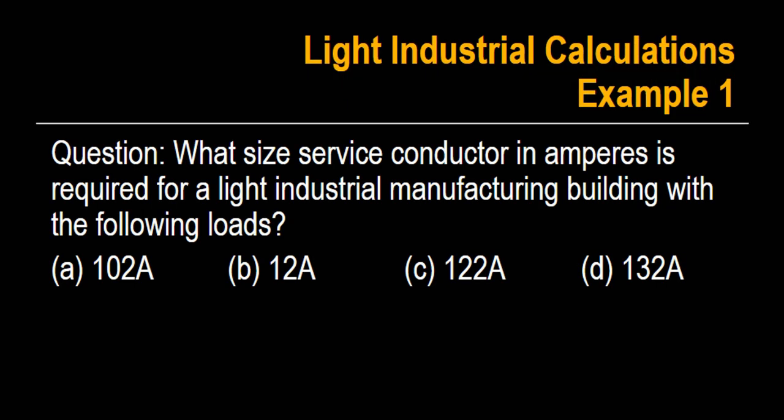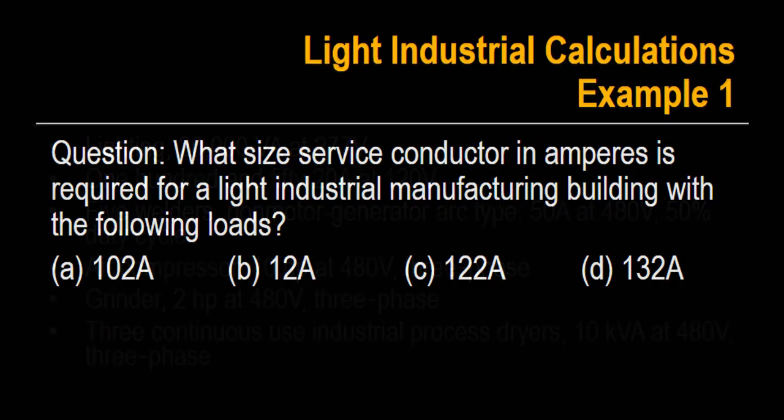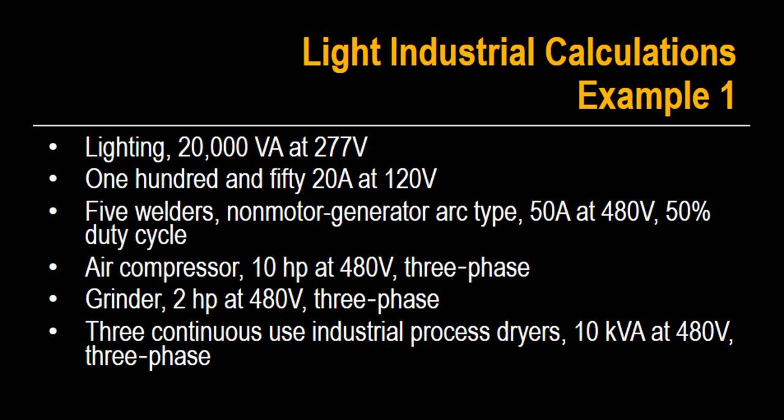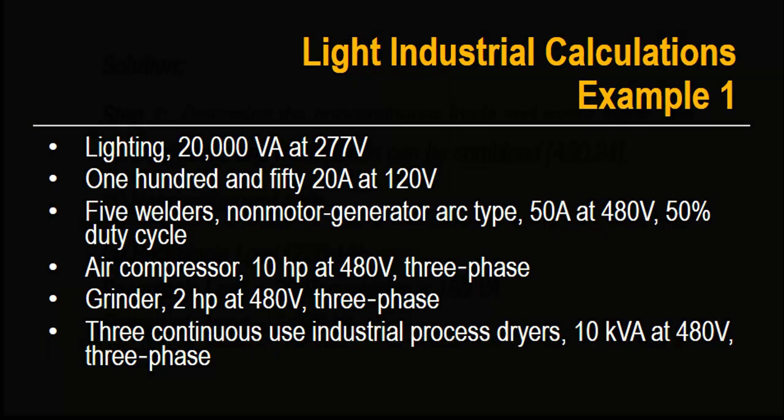Okay. A couple more things and I'll wrap it up. Appreciate you guys staying with me. What size service conductor in amperes is required for a lighting industrial manufacturing building with the following loads? Lighting at 20,000 VA at 277, 150 20-amp receptacles at 120 volts, 5 welders, non-motor generator, arc type, 50 amp and 40 volts, 50% duty cycle, a lot of pieces here. Air compressor at 10 horsepower, grinder, 2 horsepower, and 3 continuous use industrial process dryers at 10 kVA.